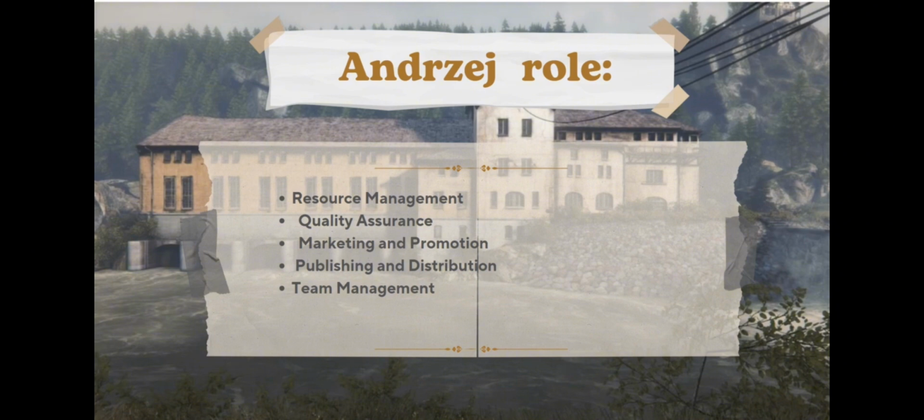Managing resources, including the allocation of staff, time, and finances, is a significant aspect of game production. The producer ensures that the development team has the necessary resources to complete the game successfully. The producer plays a role in maintaining the game's quality. This includes conducting testing and ensuring that the final product meets the desired standard of gameplay, visuals, and overall player experience.